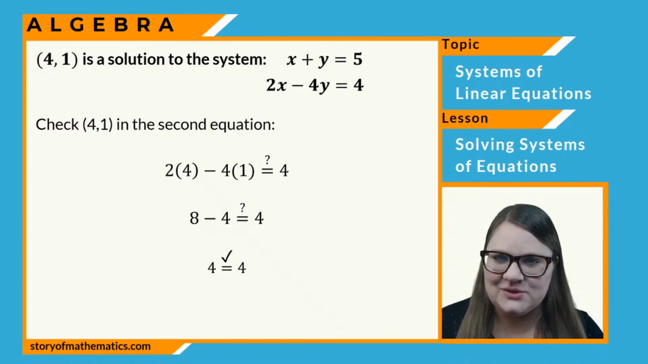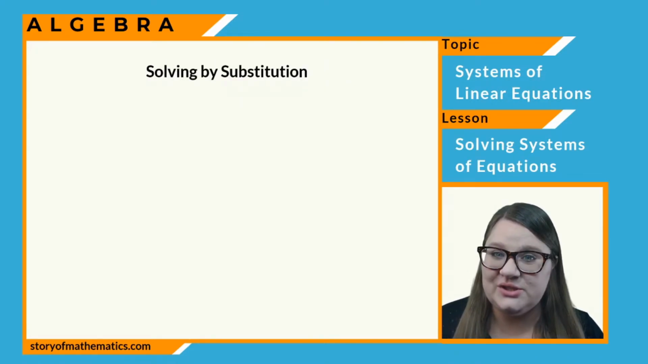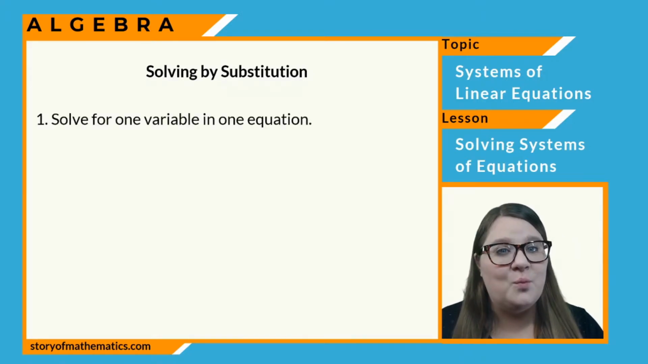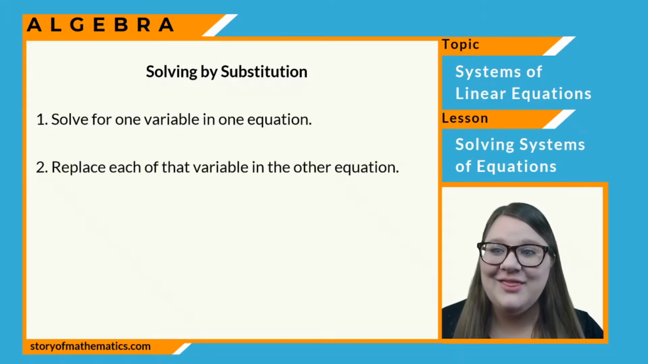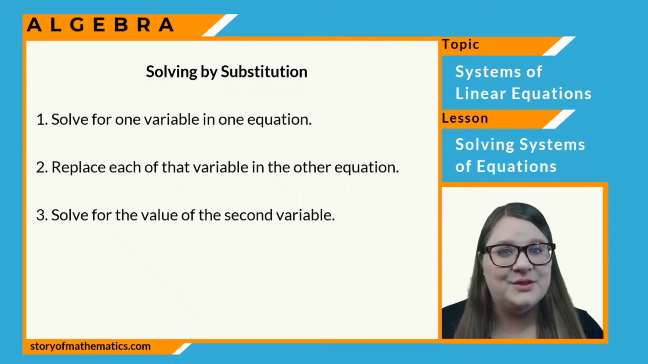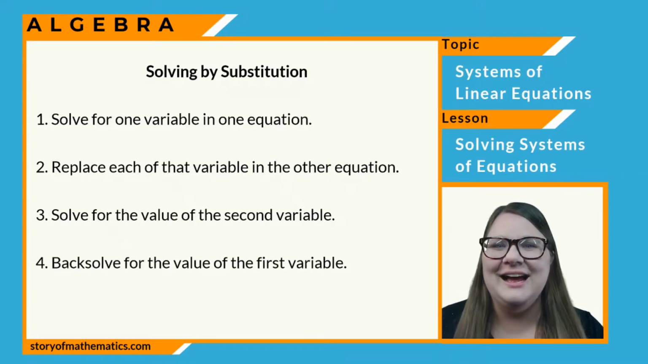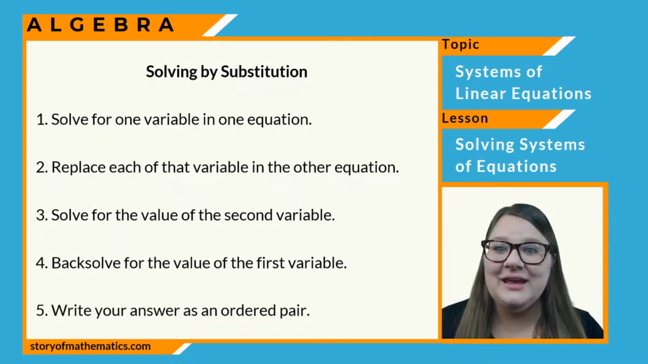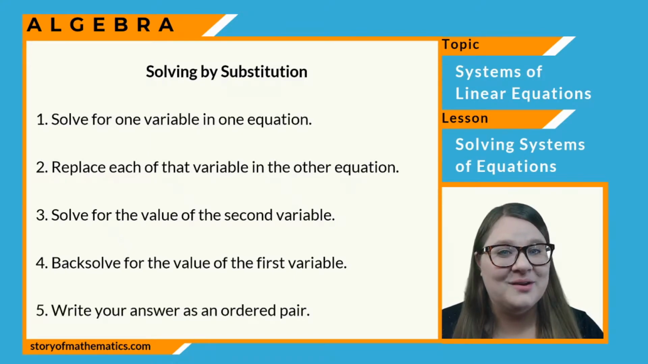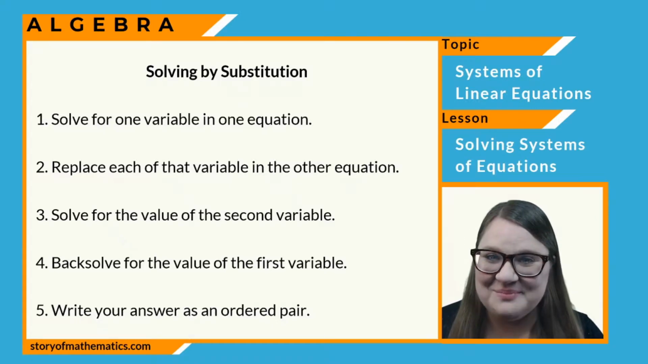Now, what if I don't give you the answer though? How do you find it yourself? Well, one method you can use is called substitution. To do that, you will solve for one variable in one equation, then you'll replace that variable in the other equation. Once you have solved for the value of the second variable, you can then back solve for the value of the first variable. Then you're going to write your final answer as an ordered pair. Now, don't worry if that sounds complicated. We're going to walk through an example.